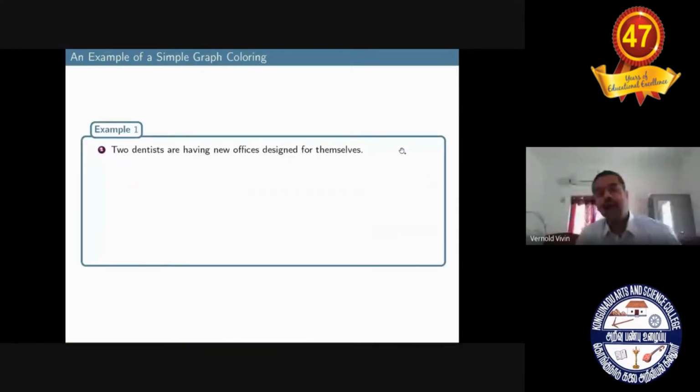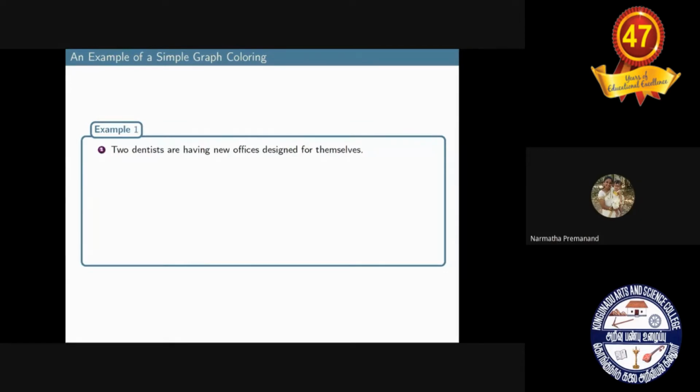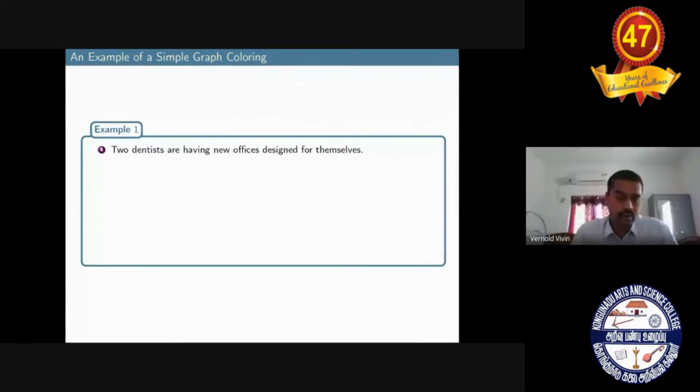So here I go for a simple example for a chromatic number or graph coloring. Here we are going to see one simple application, that is, two dentists are having new offices designed for themselves.